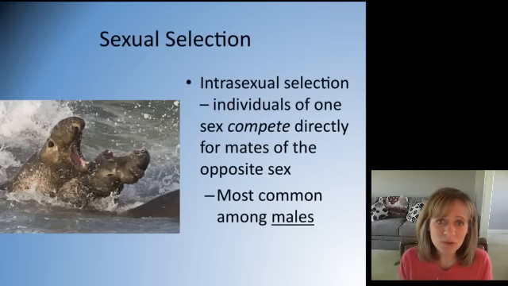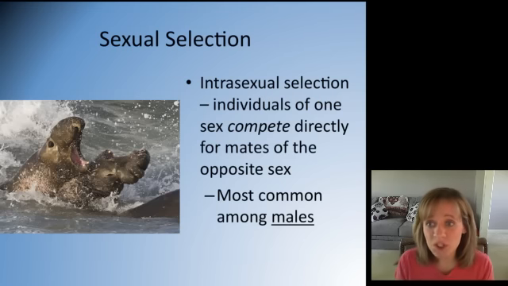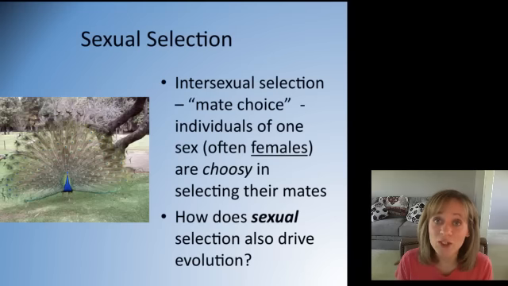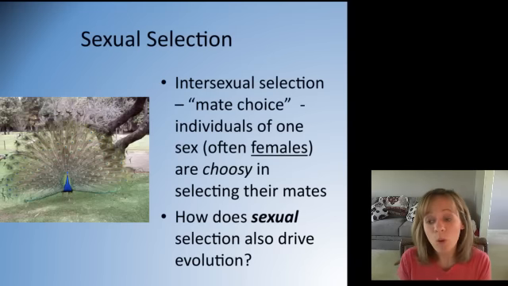Now, a sort of a variation of natural selection is sexual selection. Maybe it fits underneath the umbrella of natural selection. And there are two types of sexual selection. Intrasexual selection, which is when individuals of one sex compete directly for mates of the opposite sex. So this is common in males fighting over females. Intersexual selection is mate choice. So females, most often, are choosy about what mate they have.